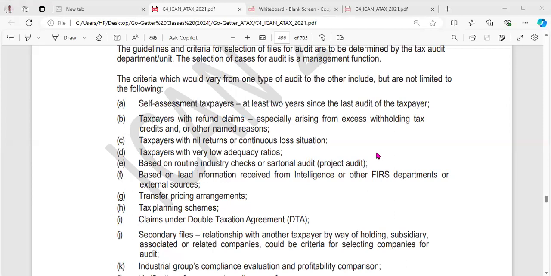Then it could be based on industry checks. They pick an industry and your company is in that industry. Then because of that, let's come and check or do a project audit on that company. It could also be based on information received from intelligence or other FIRS departments. It could be that the VAT department is feeding the income tax department: look, this person's VAT is lower, this is what he declared as VAT, and now he's declaring this income as his revenue. Let's go and visit him and let him explain why.